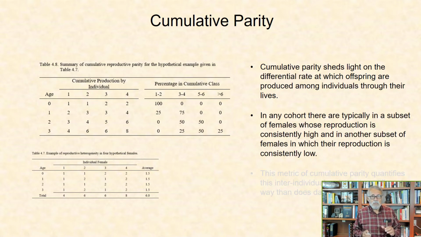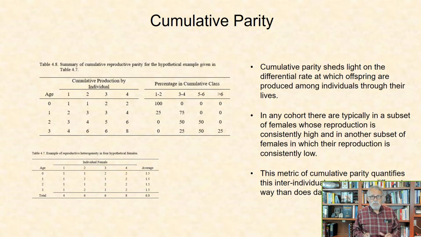In any cohort, there are typically a subset of females whose reproduction is consistently high, and another subset of females in which the reproduction is consistently low. This metric of cumulative parity quantifies this inter-individual variation in a different way than does daily parity.